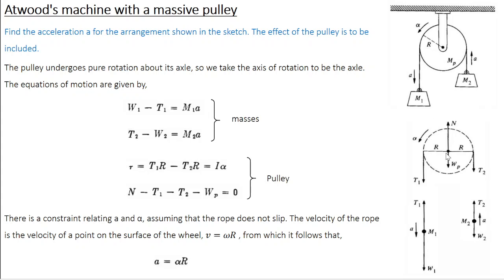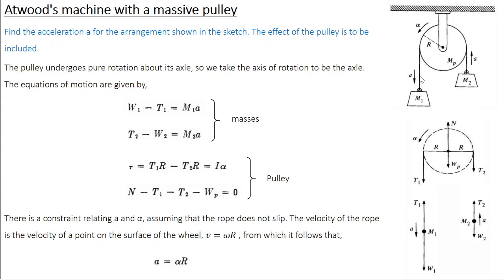Now if you want, you can write another equation of motion. Since you have a normal force in the upward direction, I can write N minus WP minus T1 minus T2 equal to 0. So this equation is actually trivial. It only means that the total upward force N is balanced by the total downward force, so that the pulley or the axle is stationary, which is like common sense, right?